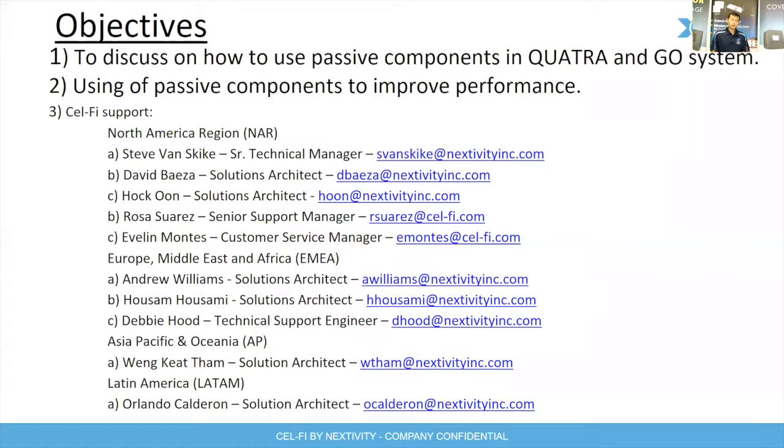So in this webinar, we are going to discuss the use of passive components in the GO and QUATRA system. We are going to take a look at the input side, on how we can split the incoming signal before feeding into the GO and QUATRA system. And of course, we are going to take a look at whether we want to split or combine the output signal of the GO and QUATRA system based on various situations, and how we actually achieve that using a passive component. Of course, we'll discuss briefly the use of passive components that can improve the performance of the overall system in certain scenarios.